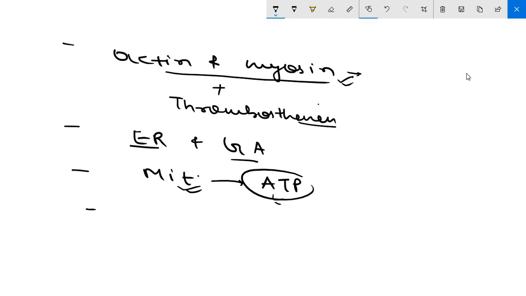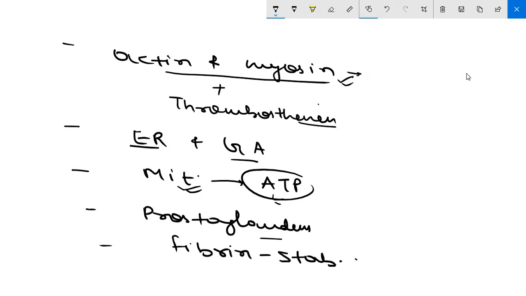Next point, they also contain and synthesize prostaglandins. Clear? These are local hormones that may cause many vascular and other tissue reactions. The last one, they contain a very important protein, the fibrin stabilizing factor, which is related to blood coagulation. We will discuss it in detail in the blood coagulation video. They also contain growth factor, which causes vascular endothelial cells, vascular muscle cells, and fibroblasts to multiply and grow.